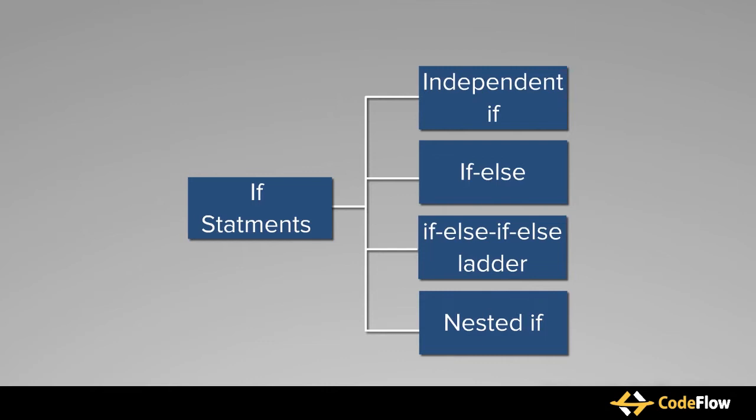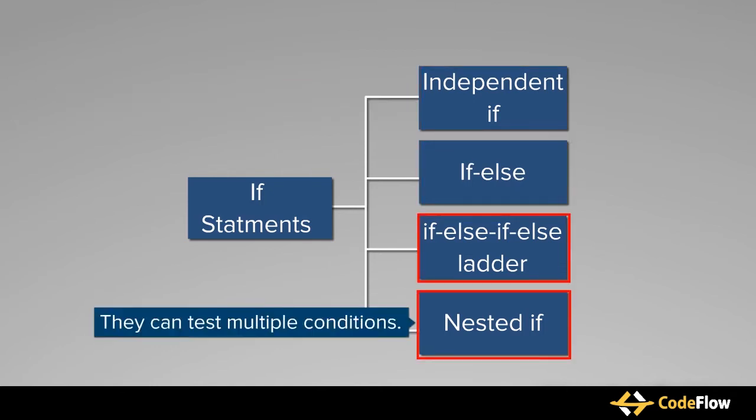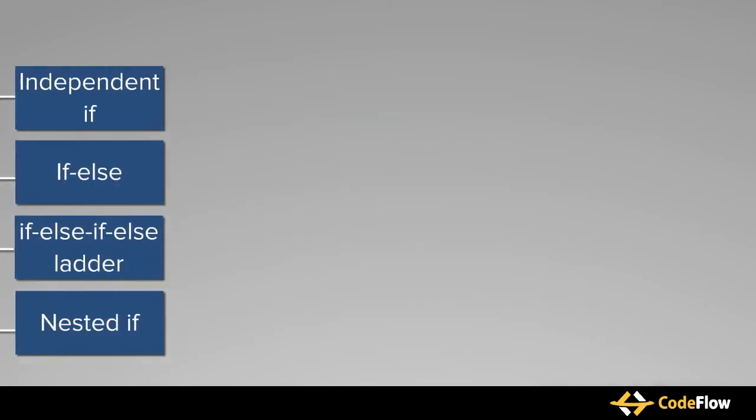In the previous tutorial, we have learned about two types of if statements, that is, independent if statement and if else statement. Both these statements test a single condition, but at times, we need to test multiple conditions in a program. In such a case, we can use if else ladder or nested if statements. Let's learn about them one by one.